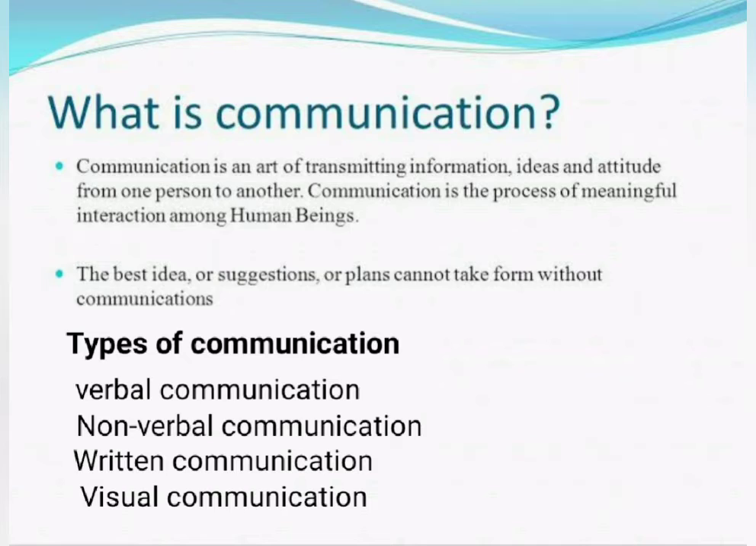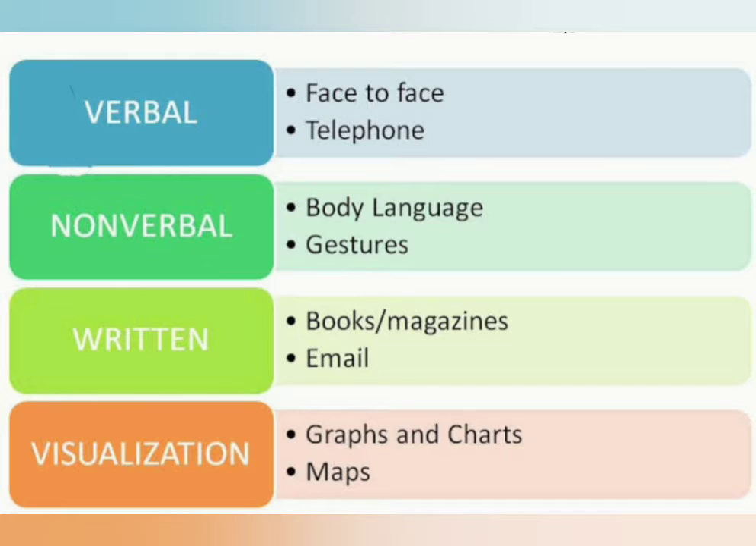There are many types of communications: verbal communication, non-verbal communication, written communication, and visual communication. Let us understand the different types of communication. Verbal communication takes place face to face and on the telephone. How can you communicate through telephone? You can communicate on the telephone with another person by using voice. So in verbal communication, you use your voice to communicate with another person.